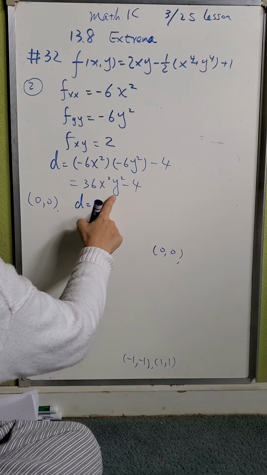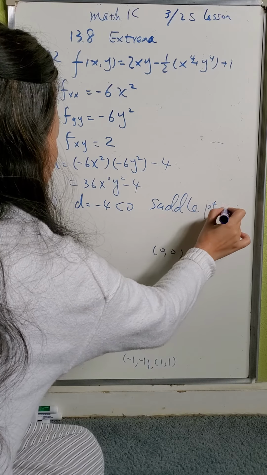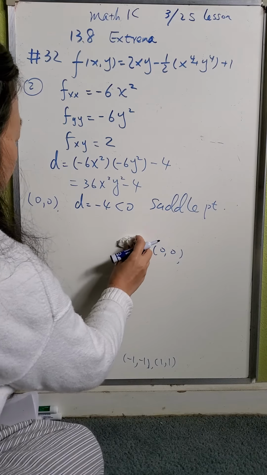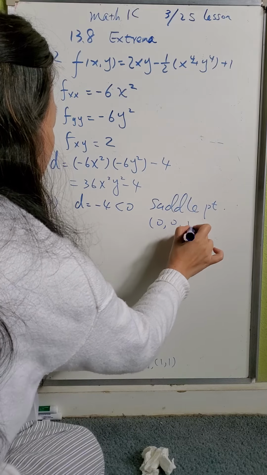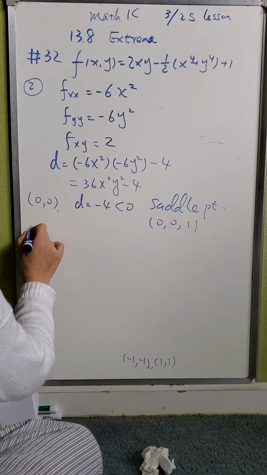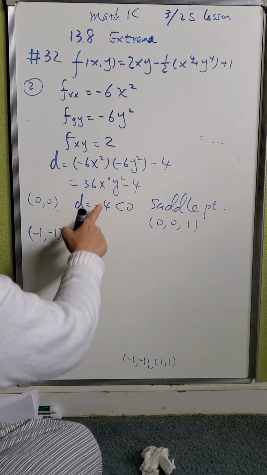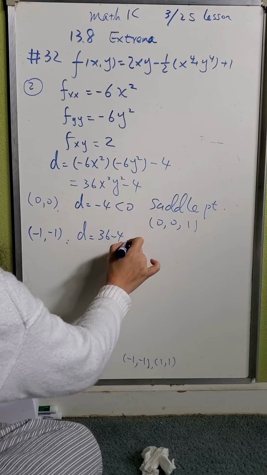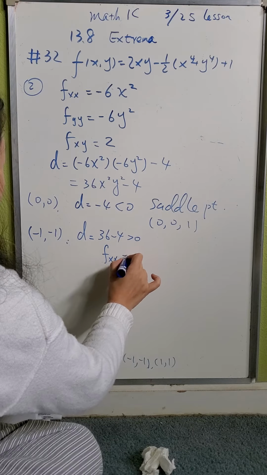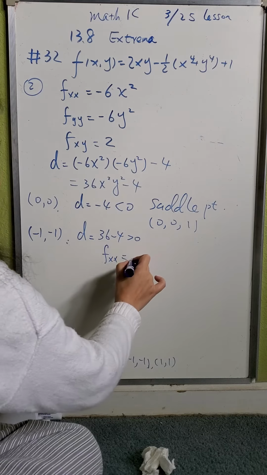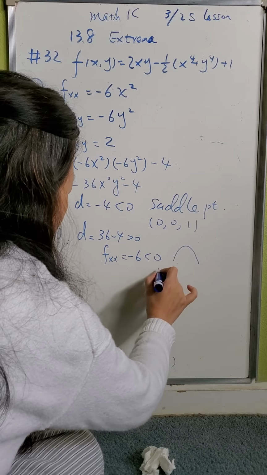So D is equal to 0 minus 4, which is less than 0. It is a saddle point. You put (0,0) inside here, so the saddle point is (0,0,1). And then the second one is (-1,-1). I put D here, that is 36 minus 4, greater than 0. And then f_xx equal to negative 6, less than 0. So that means that you're going to get a local max.